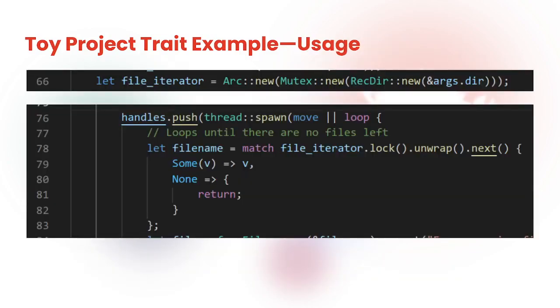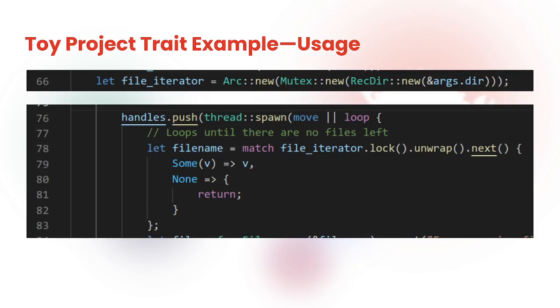And then here's how we would use it. Don't worry about the arc stuff. Yes, classic Rust arc mutex vector. We're going to talk about parallelism another week. But the idea is that we initiate a recursive directory, and then I call it file iterator.